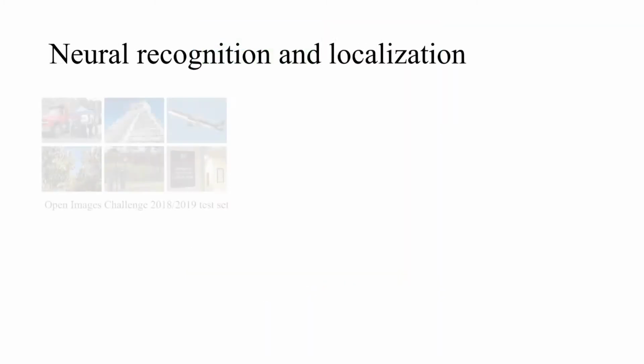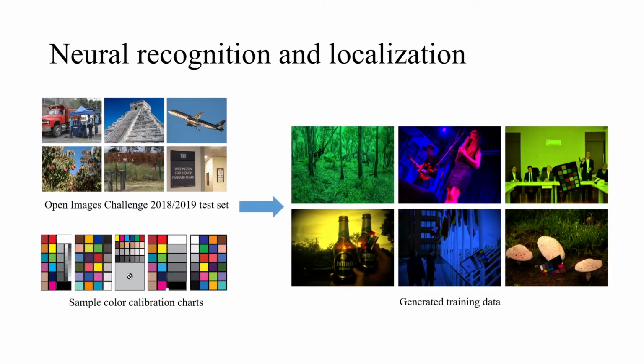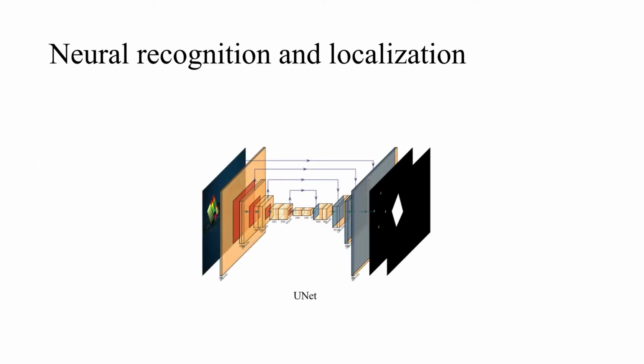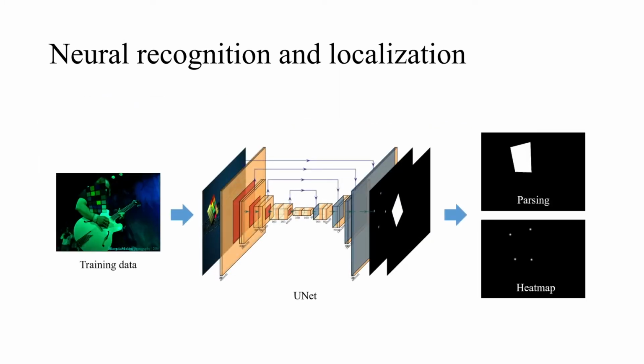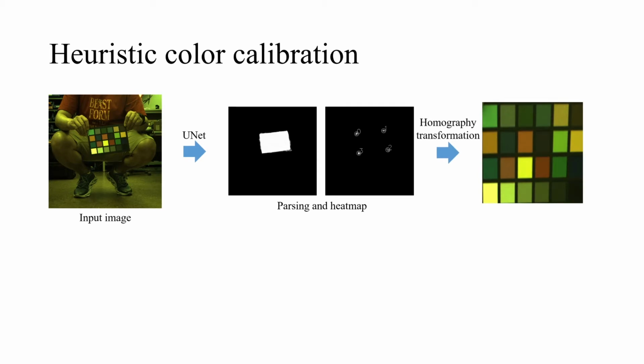We use the Open Images test set as background and some color calibration charts as foreground, with lots of data augmentation, to generate our dataset for training. Then, we train a U-net to predict both binary parsing and corner heatmap from the input image. From the predicted parsing and heatmap, a homography transformation could be calculated. We then project the color chart to a nominal square.